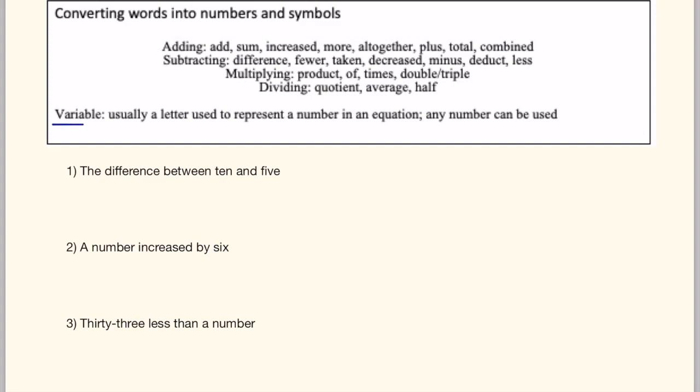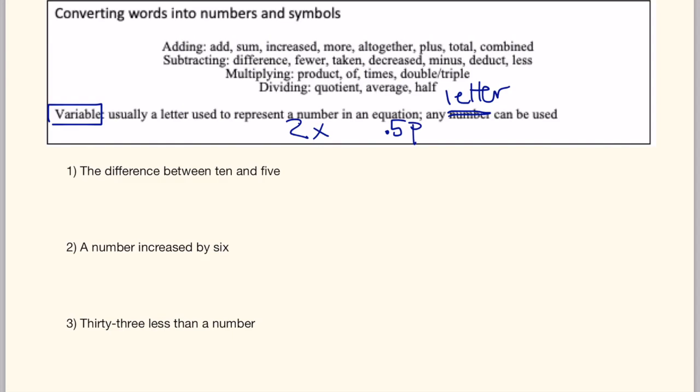This word right here, variable, is a term we haven't really talked about yet. A variable is usually a letter used to represent a number in an equation. Any letter can be used. You might see 2x, that x is a variable. Or 0.5p, that p is a variable. You can use any letter to represent a number in these equations. So let's look at some examples.